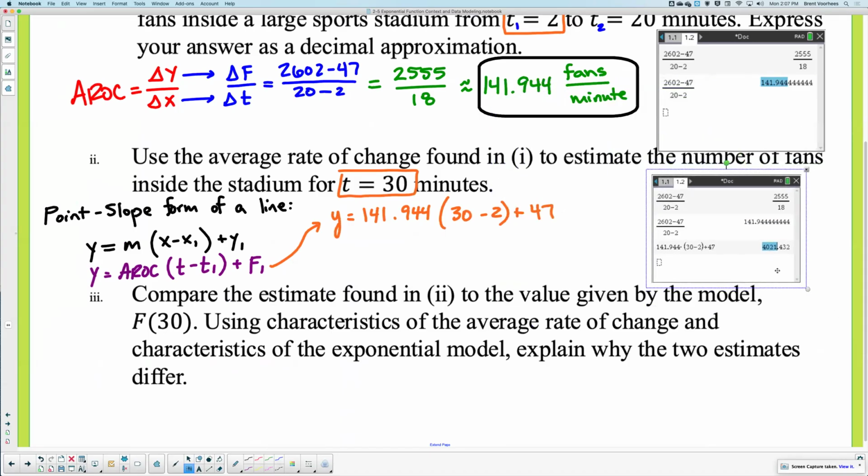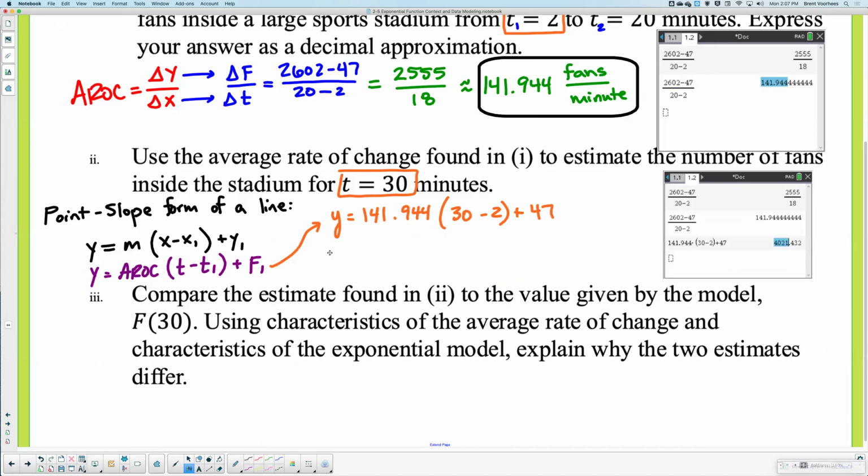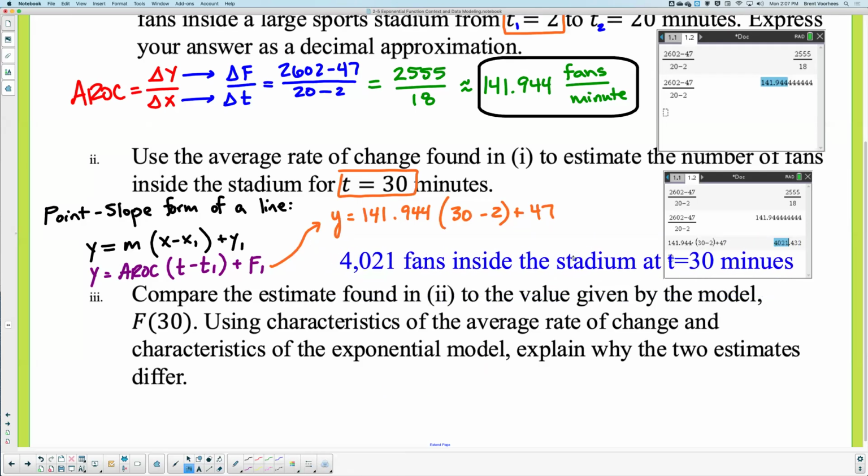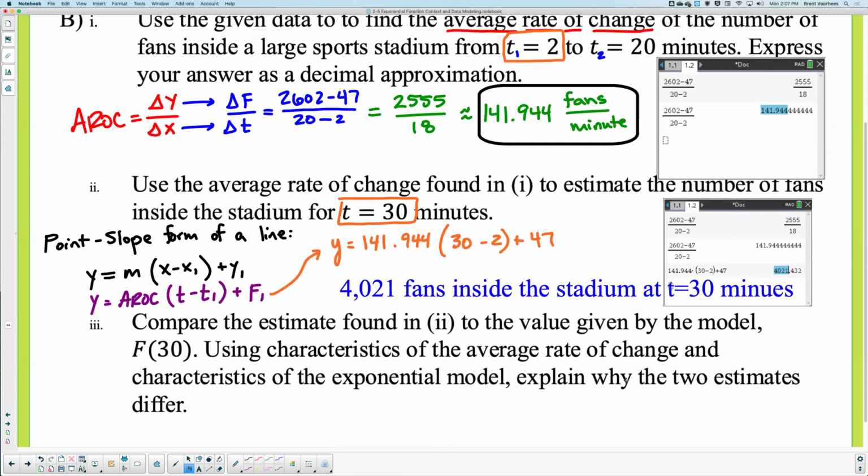And I'll type that in. We're estimating 4,021 fans inside the stadium at t equals 30 minutes. That's our estimate there. Make sense on all that?